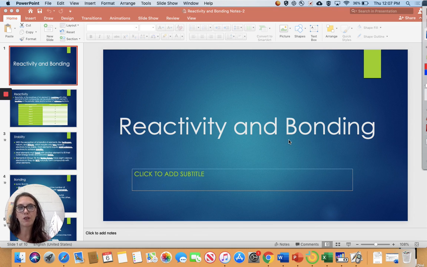Okay, so if you've not done those, if you've not watched those videos and taken those notes, do that first before watching this video. All right, so this video is all about reactivity and bonding of different atoms, of different elements. So let's go ahead and get started. Remember, you want to have a highlighter, and hopefully you've printed off the note sheet and you're ready to fill that in as we go.